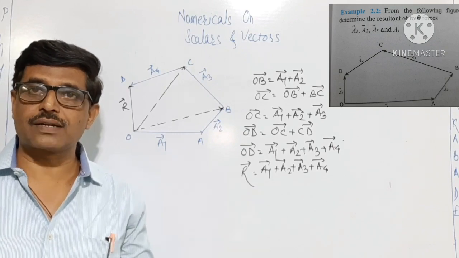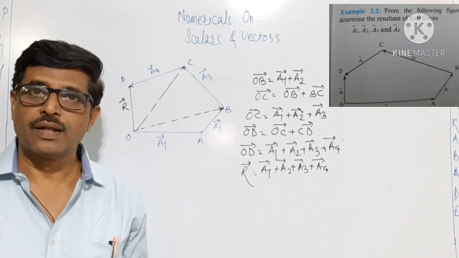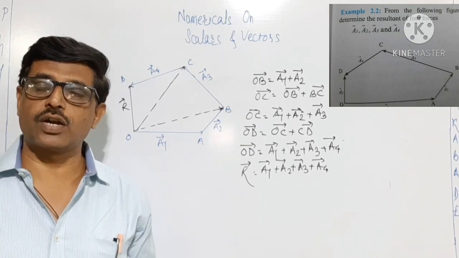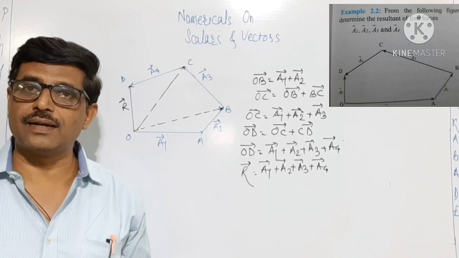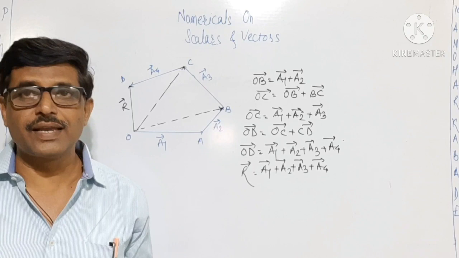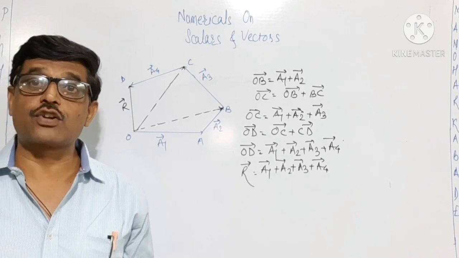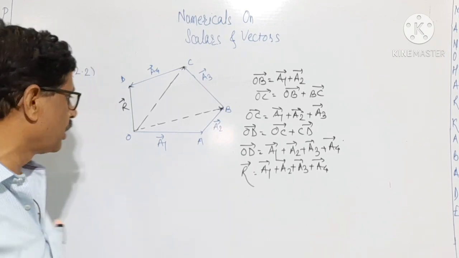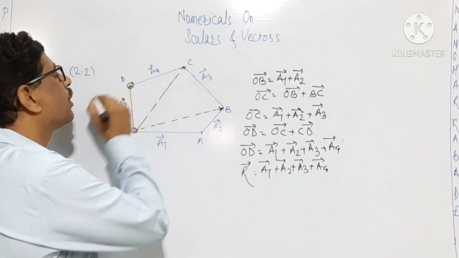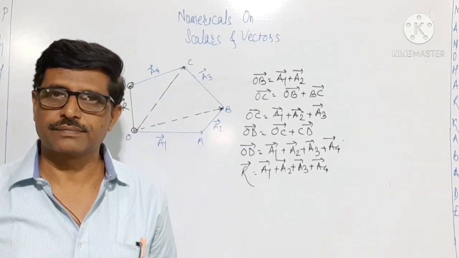If a number of vectors are represented by the adjacent sides of a polygon taken in order, then the resultant of all the vectors is equal to the side drawn to complete the polygon from the initial point of the first vector to the end point of the last vector.